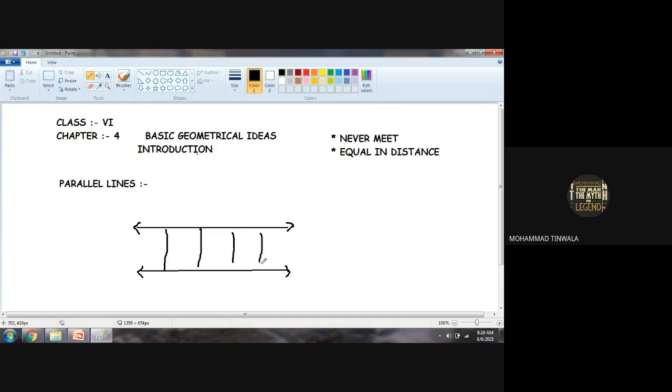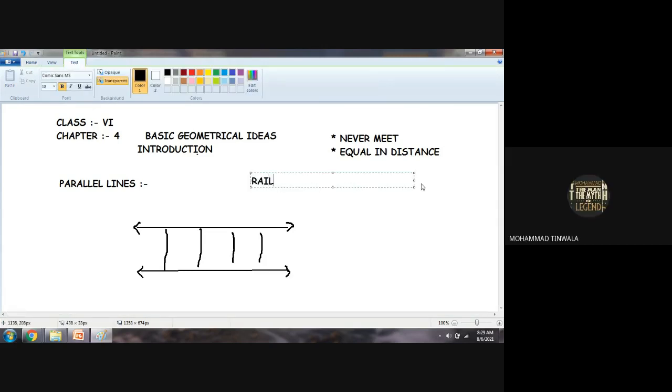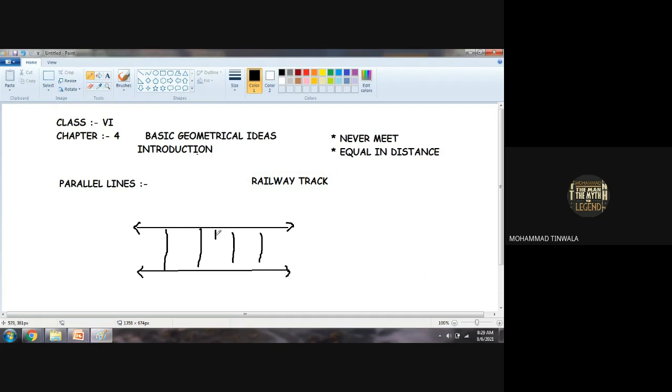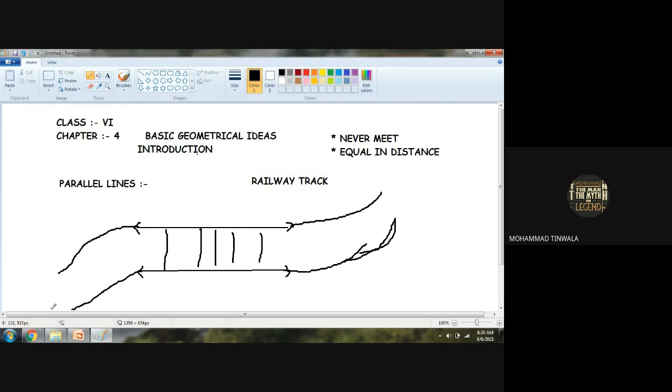The best example I can give you, can you see a railway track? Have you ever seen a railway track? Can you see both the tracks will be equal in distance? If one track is going like this way, the other track will be going with the same distance like this way. Do you understand? If this line is going towards like this, the other will be in the same direction. The distance of both tracks will be equal. Equal in distance. And they never meet each other.